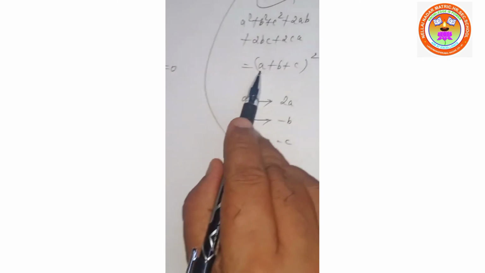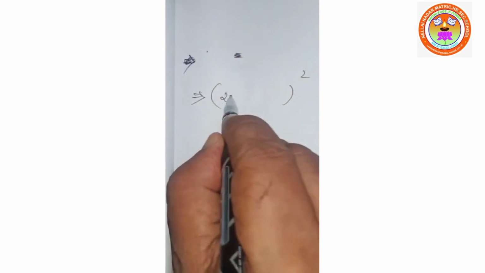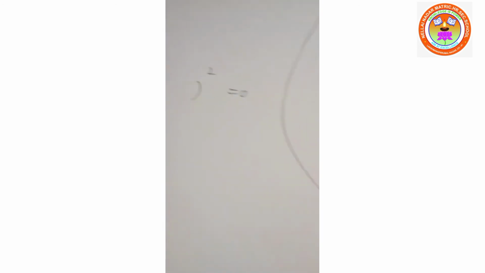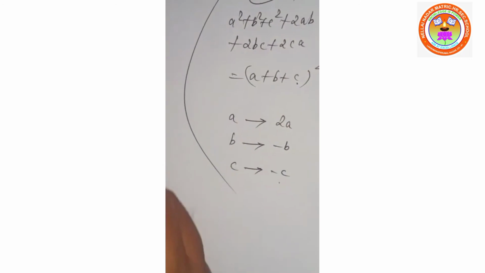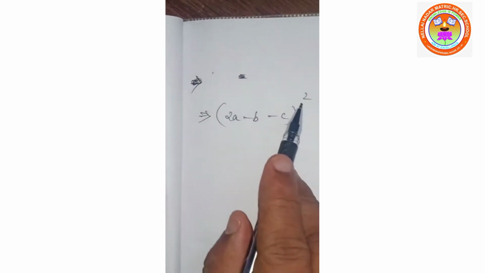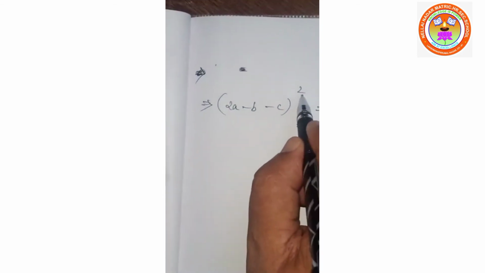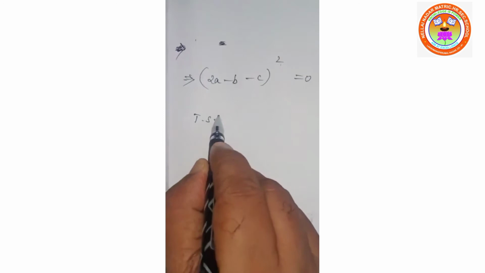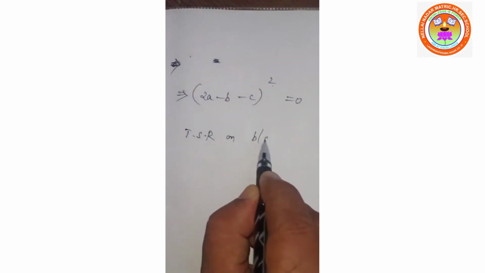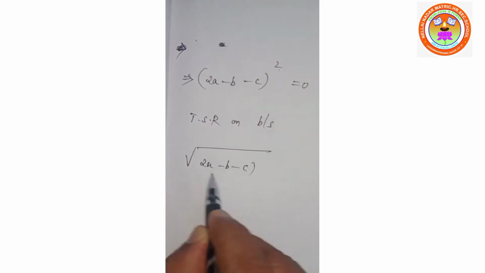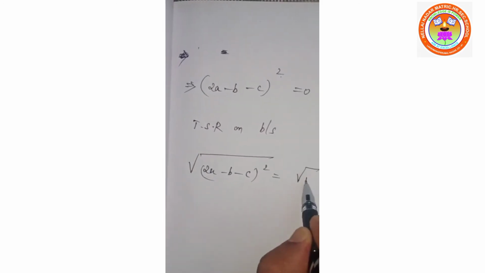0. Listen carefully. a has to be replaced by 2a, b has to be replaced by minus b, and c has to be replaced by minus c. The whole square is equal to 0. Now for eliminating the square, taking square root on both sides: square root of 2a minus b minus c the whole square equals square root of 0.